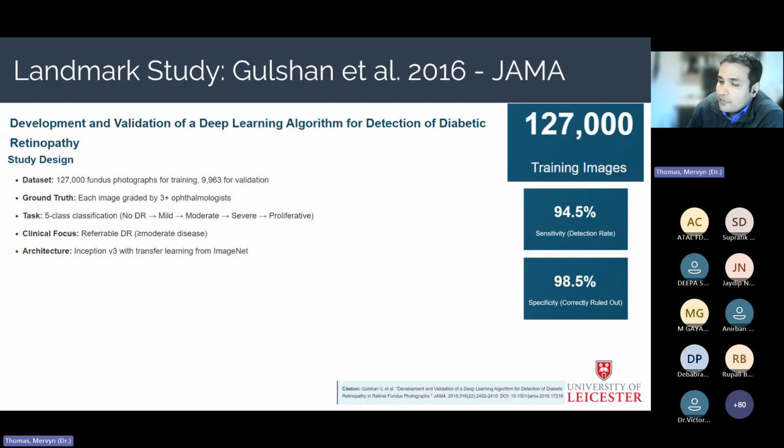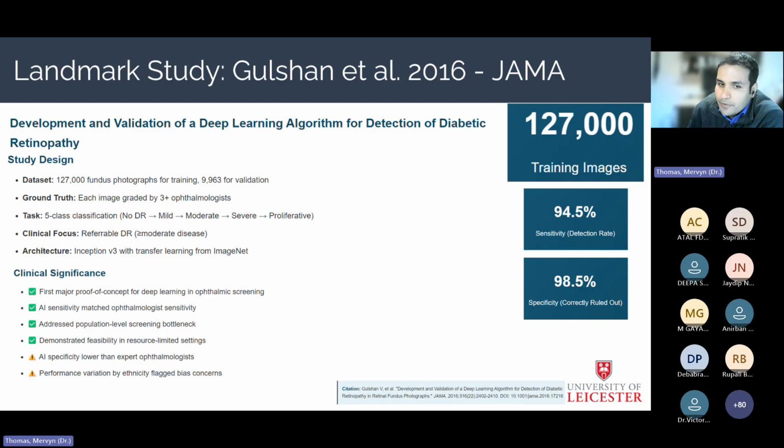Now, this had huge historical significance because this is the first major proof of concept that deep learning could work in ophthalmology screening at scale. And also this then opened up regulatory pathways, specifically for the FDA, the Food and Drug Administration, approval of similar systems. And then this inspired thousands, actually, I must say, of follow-up studies.